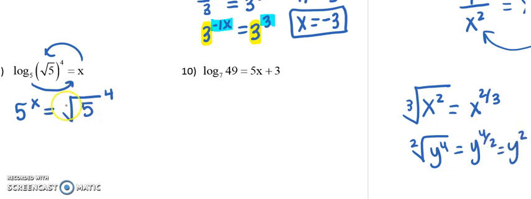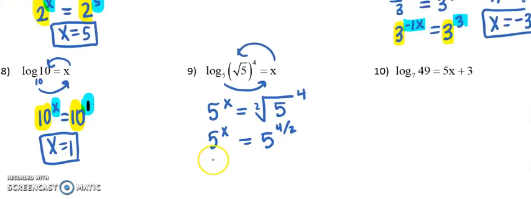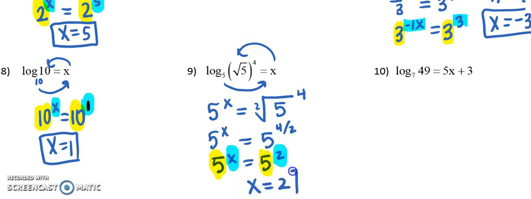So same deal over here. There's a square root here. So that means 5 to the x equals 5 to the 4 over 2. Let's fix that up. So 5 to the x equals 5 to the 2nd. I think you see it now, right? It matches up. So those guys right there go together. So x equals 2.